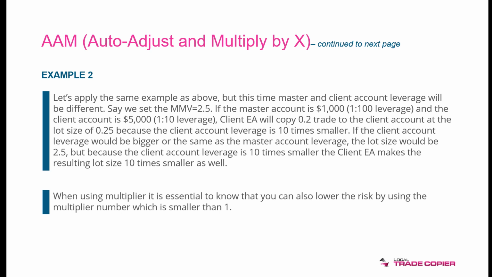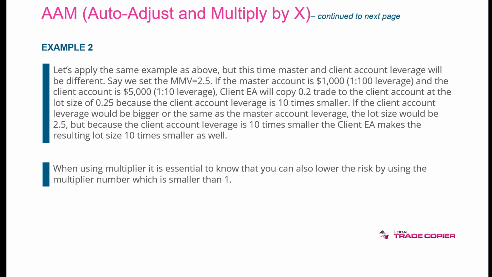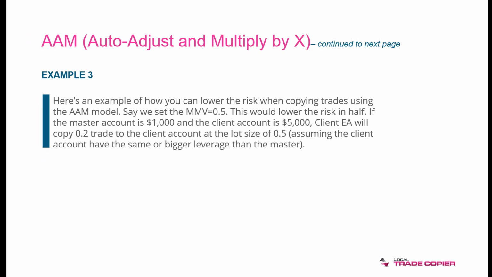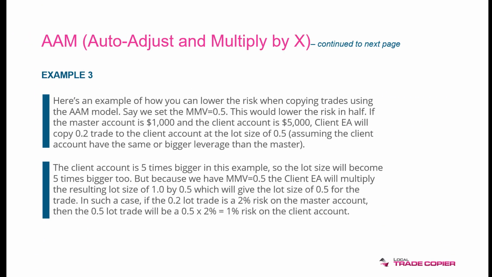Also keep in mind that when using a multiplier here, you can also lower the risk by using a multiplier number smaller than 1. So if you use something like 0.5, you can cut the resulting lot size in half. And here's an example of this one. The same scenario, master account $1,000, client account 5 times bigger, $5,000, but we have the MMV set at 0.5, which will cut the lot size in half, kind of.